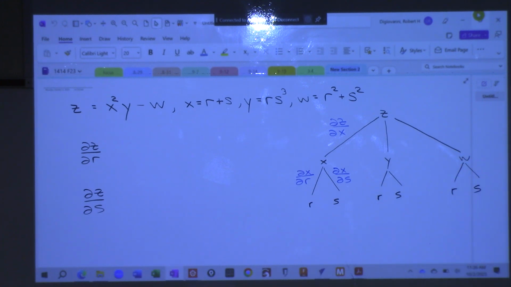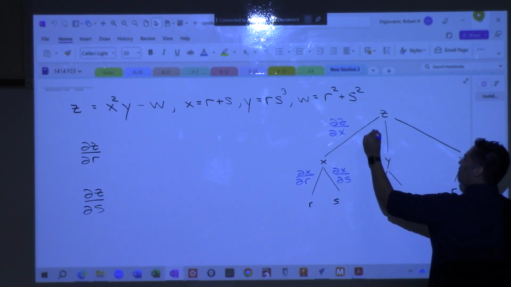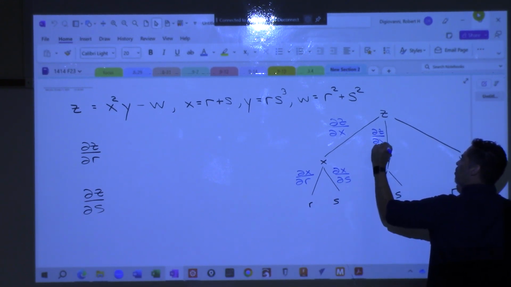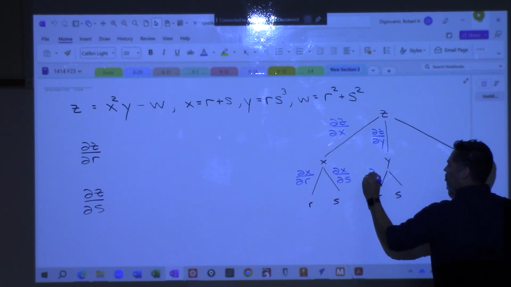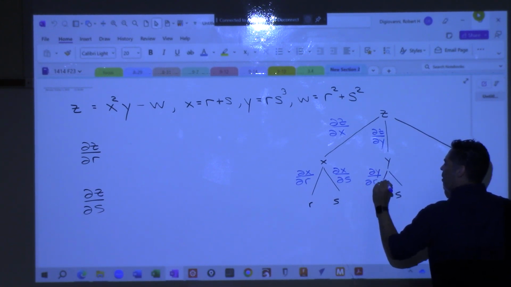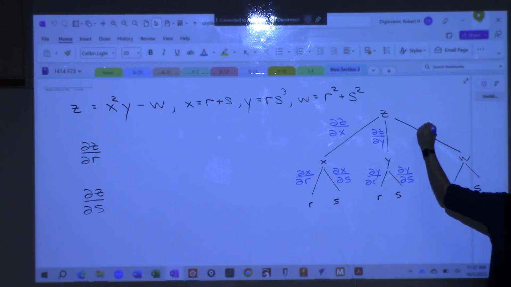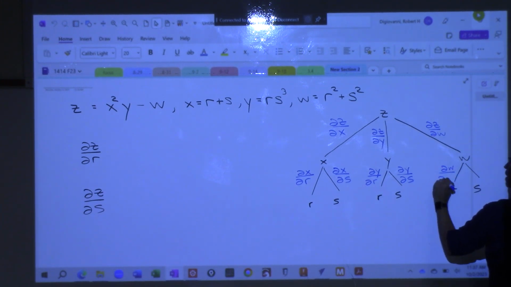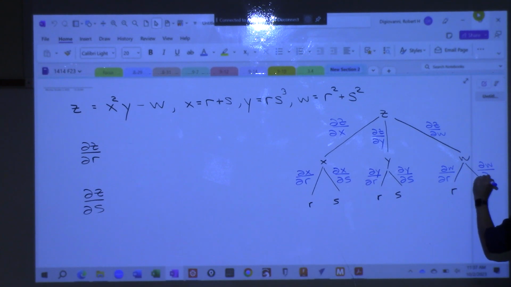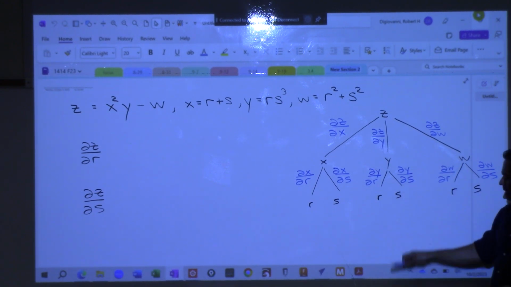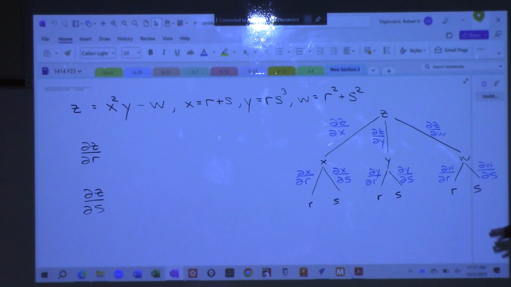See what I'm doing? I do that for the rest of the tree. Here to here, partial z with respect to y. Down these branches, partial y with respect to r, partial y with respect to s. Partial z with respect to w, partial w with respect to r, partial w with respect to s. Yeah? These are all partials because on every level of this tree, you've got multiple variables.